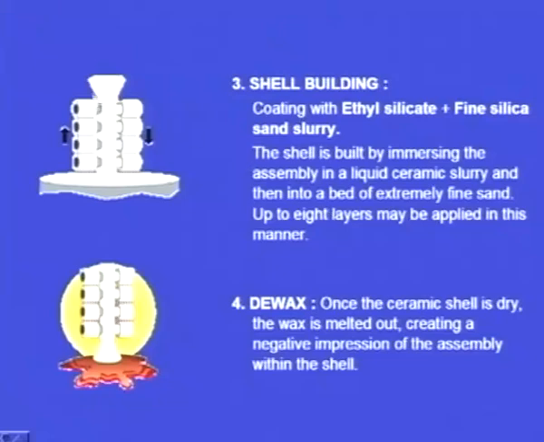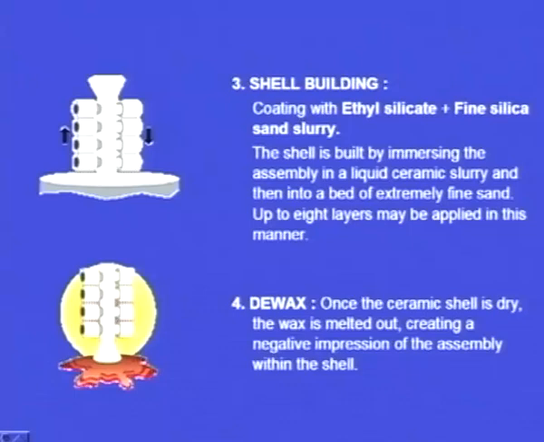Again we dip this assembly in the ceramic slurry and we sprinkle the silica sand, and this process is to be repeated about 8 times. Means we dip it in the ceramic slurry and apply silica sand, dip it in the ceramic slurry, apply silica sand, and this cycle has to be repeated for about 8 times. Now what happens? A thick shell is created around the wax patterns. A thick shell is created around the ethyl silicate slurry coating.